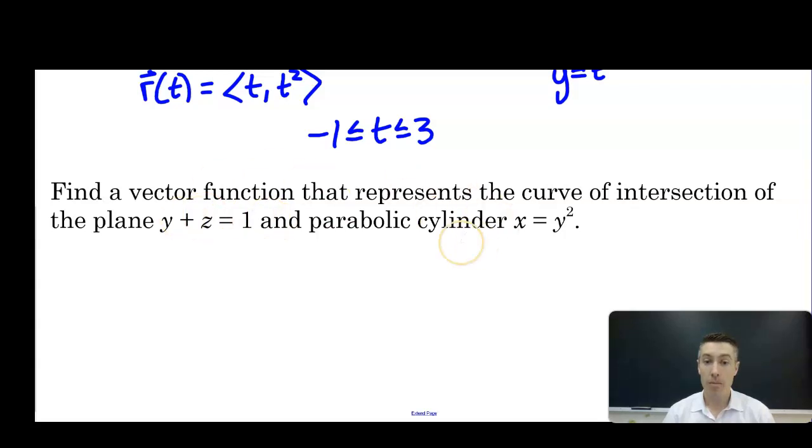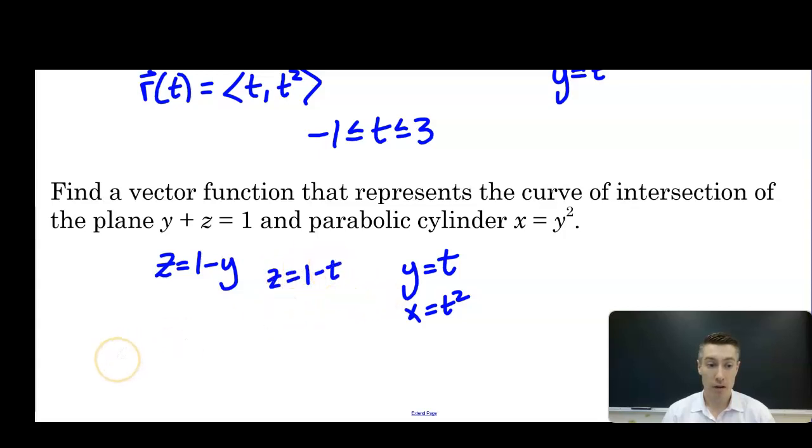So we can define both of these surfaces in terms of y. z can be 1 minus y, and x is y squared. So building out from there, we'll call y t. Then that means x would be t squared, and z would be 1 minus t. So our vector function, r of t, is ⟨t squared, t, 1 minus t⟩. And we've defined the curve of intersection. Okay, so that's our first strategy.